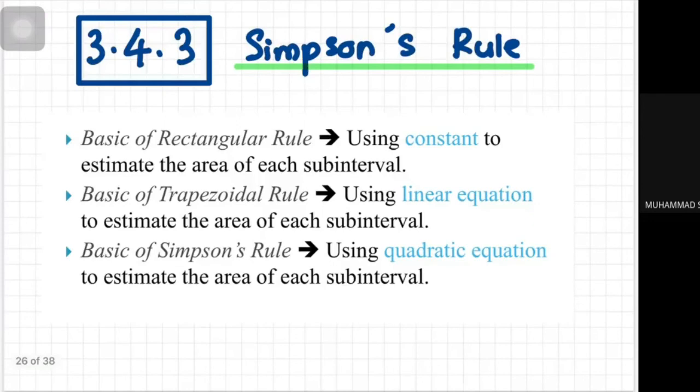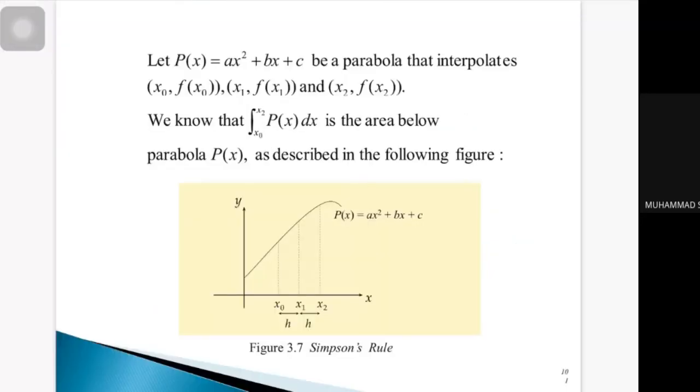Okay, the last method for today is Simpson's rule. For the first method, the rectangular or midpoint rule, this method uses a constant to estimate the area of each subinterval. In the second method, the trapezoidal rule, we use a linear equation to estimate the area of the subinterval. Now for Simpson's rule, we will use a quadratic equation to estimate the area of each subinterval. In Simpson's rule, the area of the paraboloid shape is used to approximate the curve of the function.